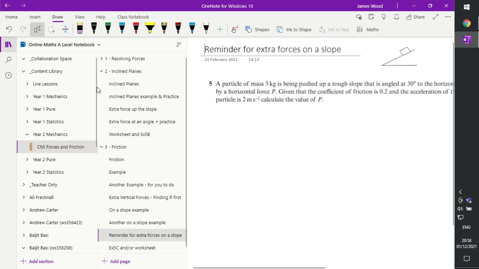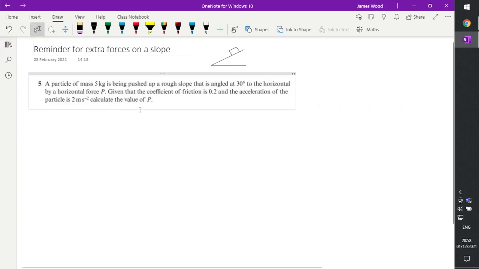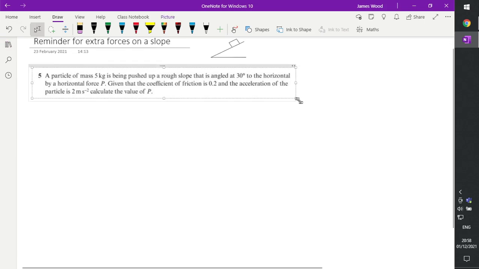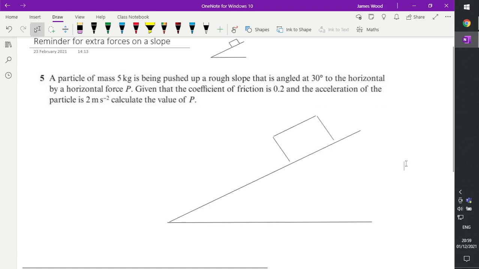Okay, so we're going to have a look at one where we do have some extra forces on the slope as well. So here we've got a particle of mass 5 kilograms, and it's being pushed up a rough slope that is angled at 30 degrees by a horizontal force P. Now here it's a horizontal force P, so this force is going into the block and pushing it up horizontally like that, not parallel to the plane. It's going horizontally like that.